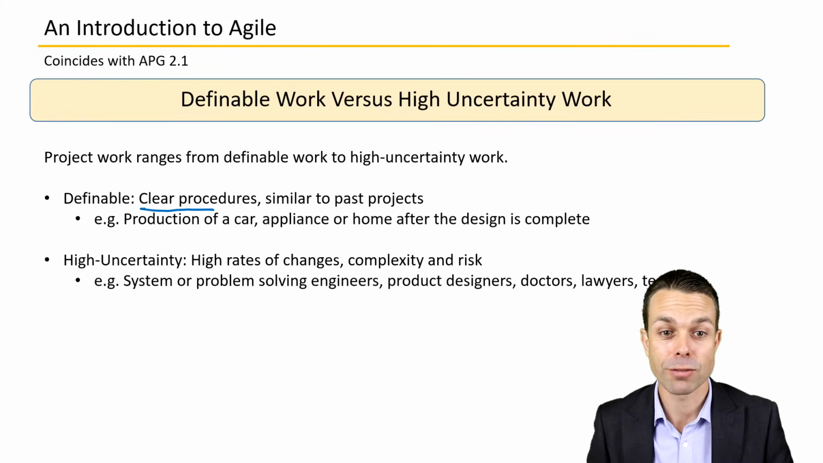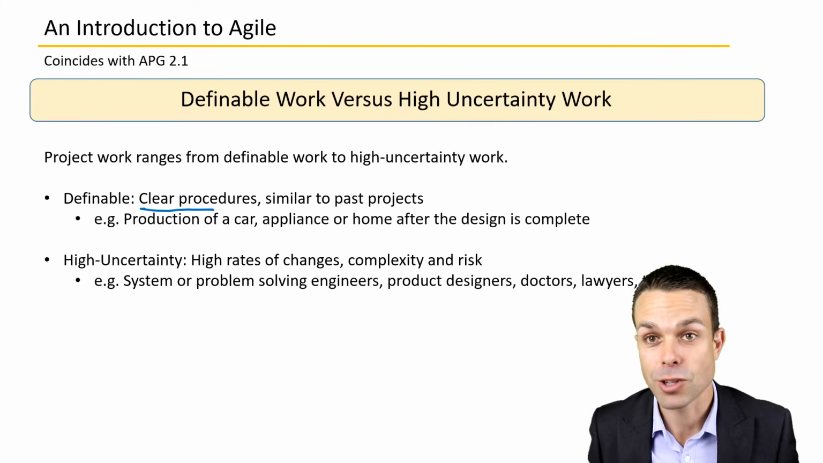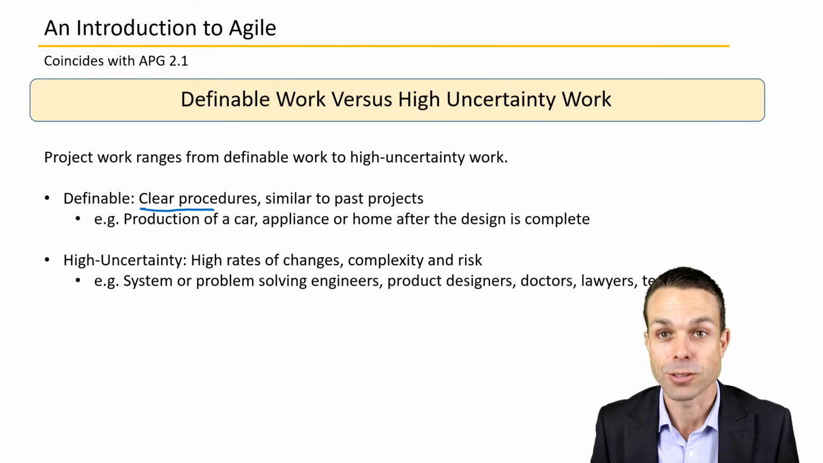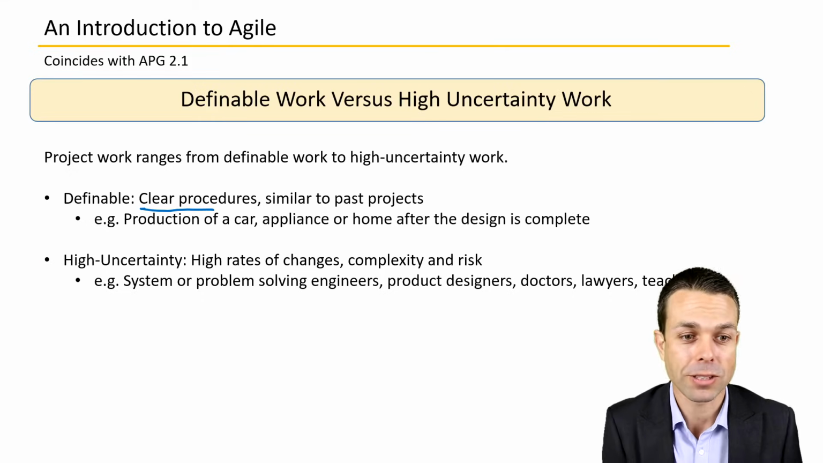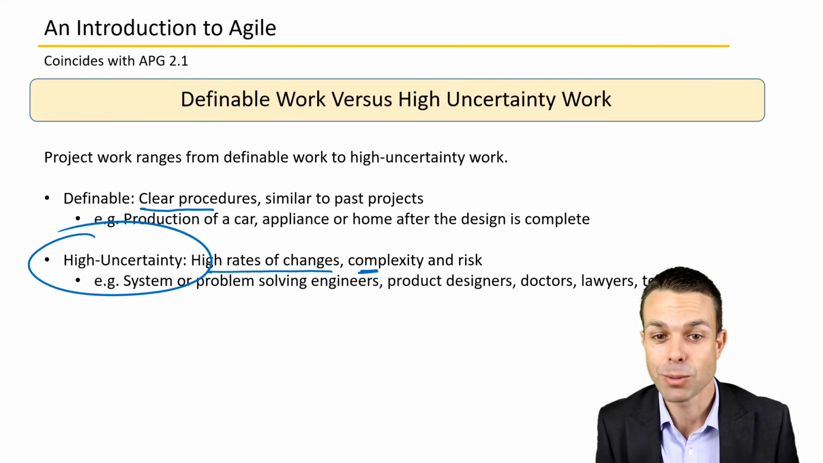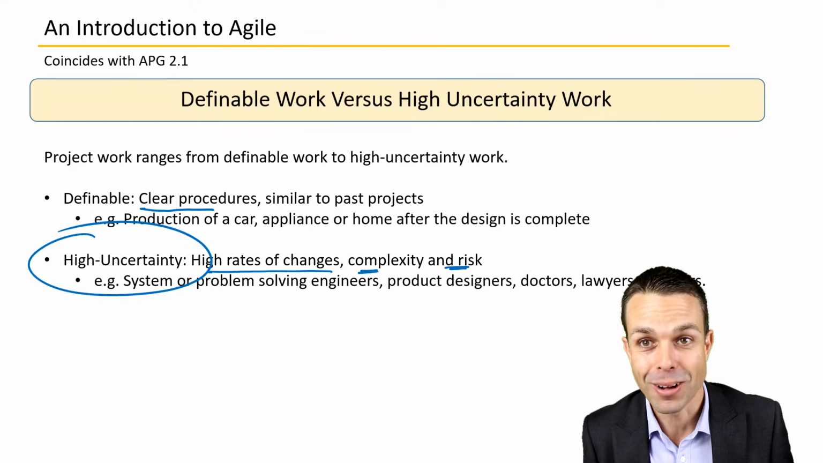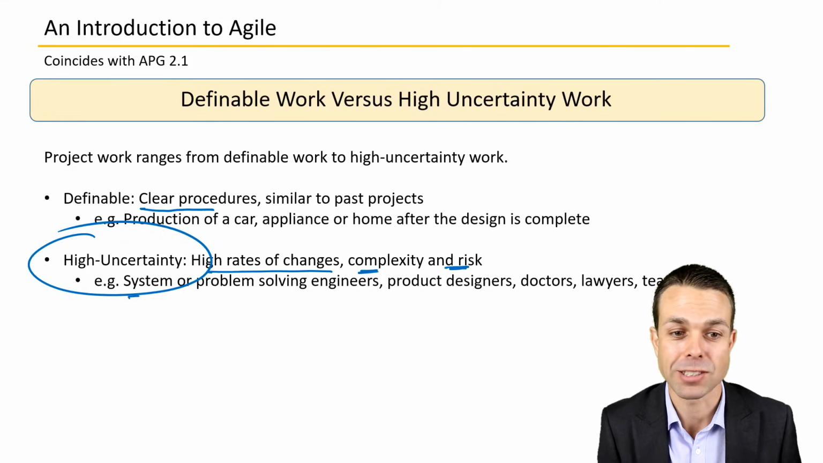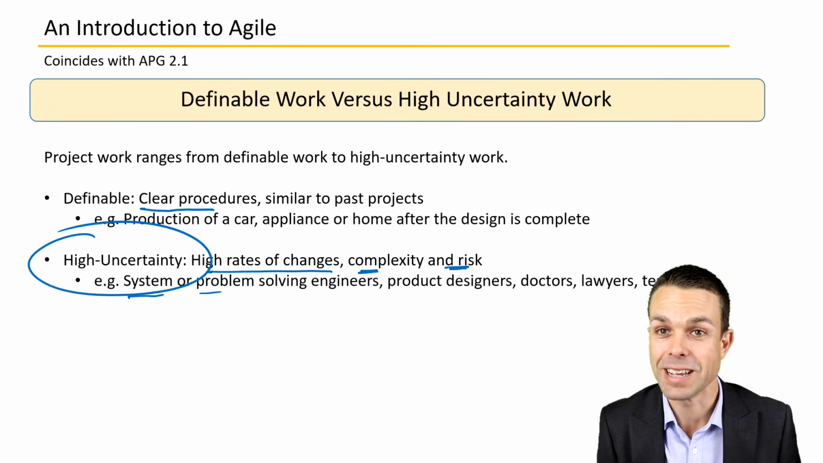It might be the production of an appliance or a home. After the design is complete, we clearly know what needs to be done and how to do it. But high uncertainty, on the other hand, is where we might have high rates of change and high rates of complexity, and therefore high rates of risk as well.